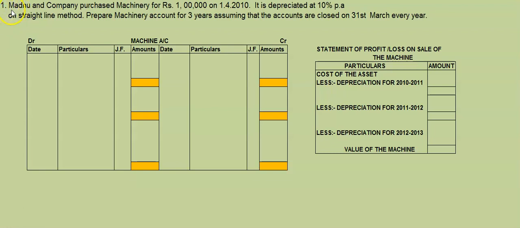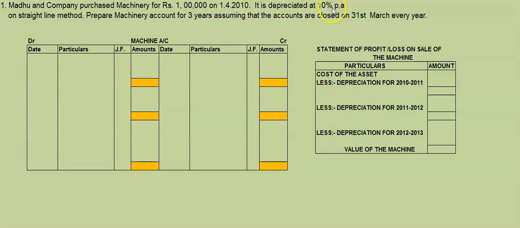See here, first question. Madhu and Company purchased machine for rupees 1 lakh on 1st April 2010. So while doing any problem on depreciation, we have to see what is the year given. Two types of year may be given. One is calendar year, which will start from January and end on December. And financial year. Financial year will start from April and end on March 31st. So here it is financial year. So we are starting from April and end of the year will be 31st March.